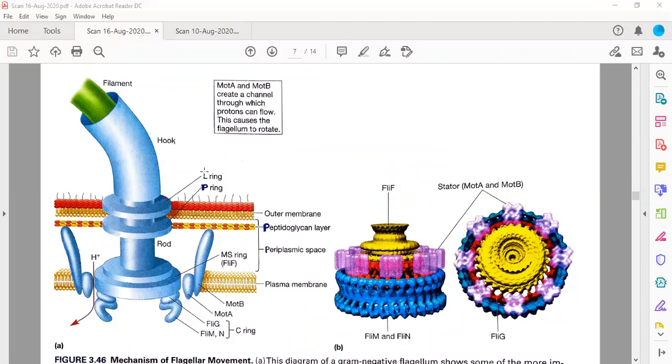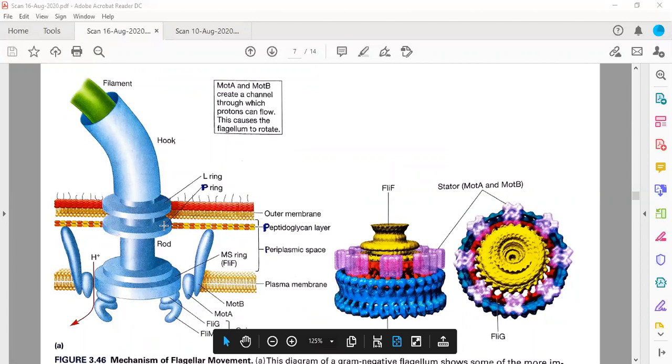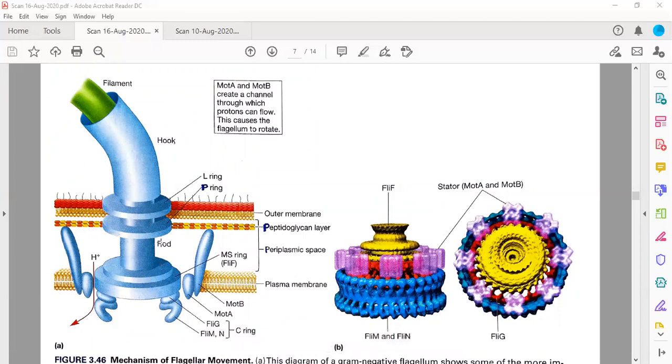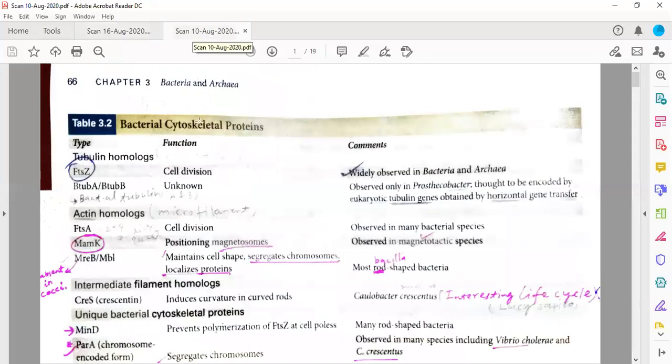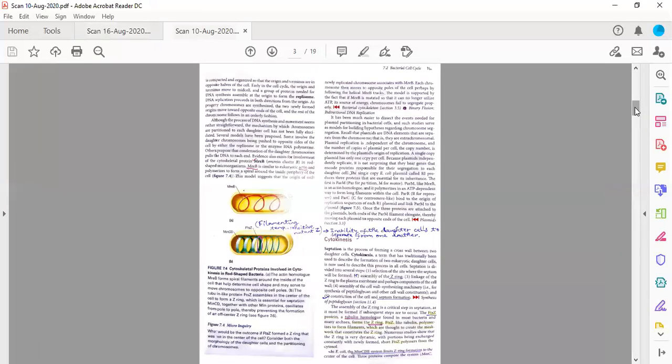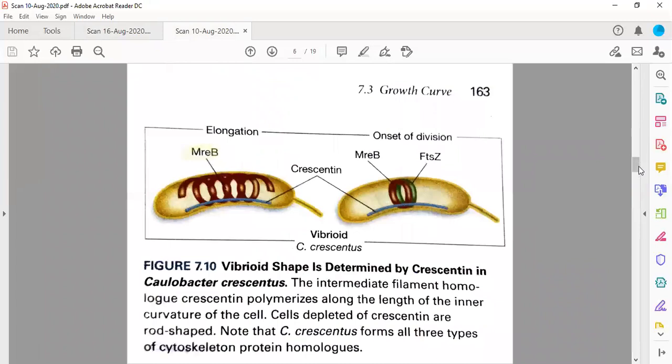So gram-positive bacteria have only two rings. One is present in the membrane and one is present outside the membrane, or you can say in the peptidoglycan cell wall. Here you can see there are four rings. So this is the basic difference between gram-positive and gram-negative bacteria in terms of flagella. Gram-negative bacteria have four rings named L, P, MS, and C ring, whereas gram-positive bacteria have only two rings, as given in your Pathfinder as well. So let me open the PDF first.